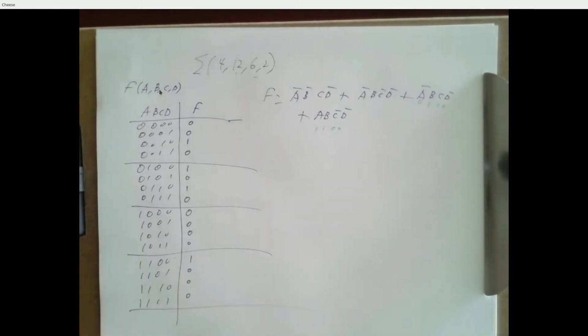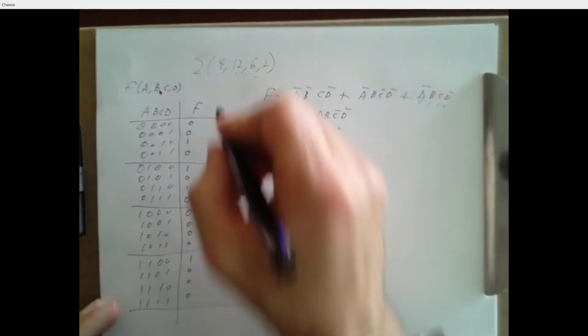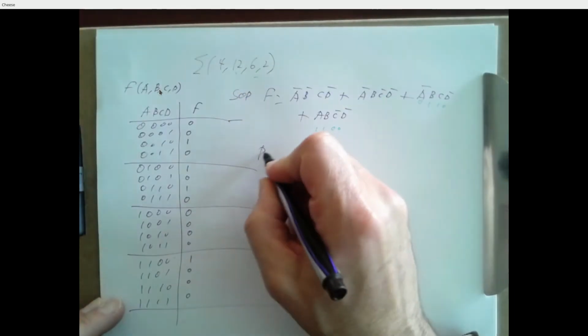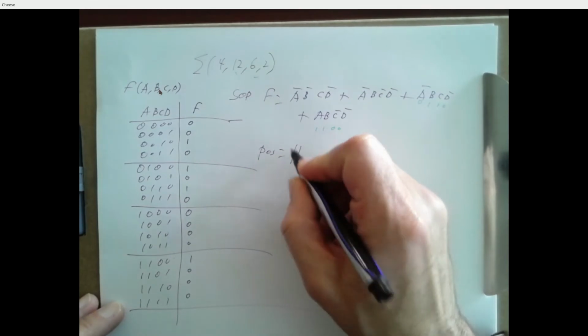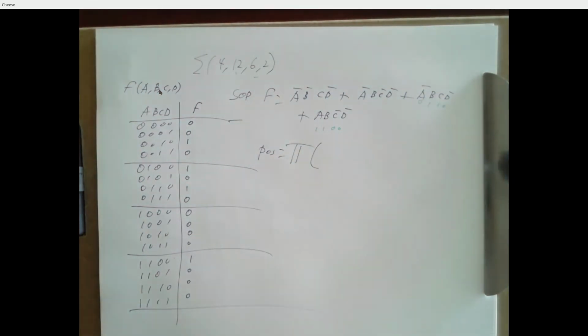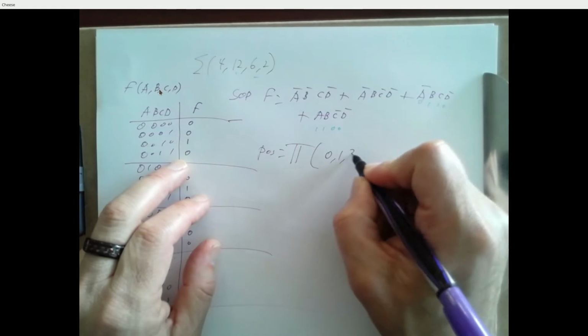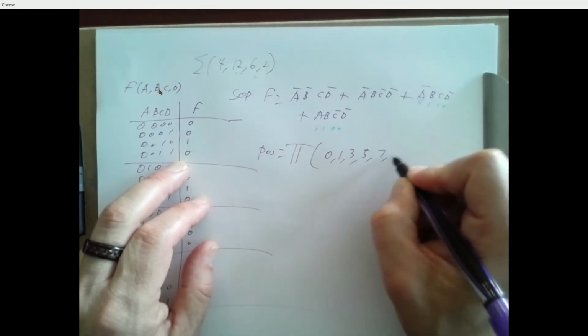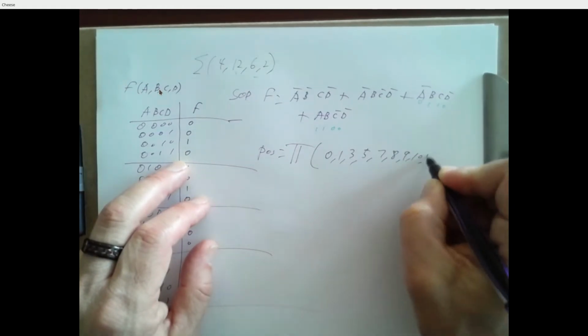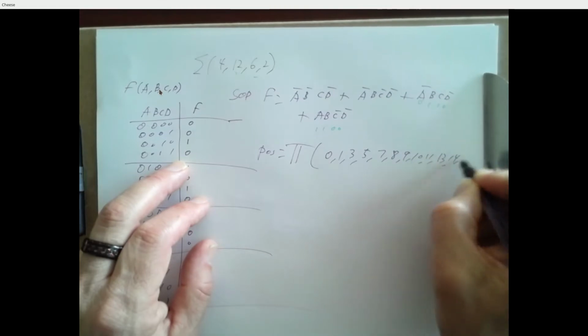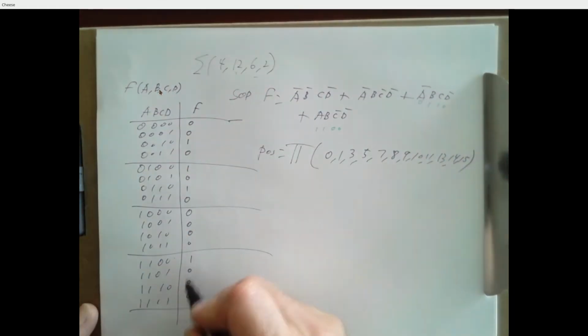Okay, for maxterms, for a product of sums, so this is sum of products. Product of sums is going to be the product of all the rows where the output is 0. Remember, we work with the zeros. So it's actually the product of maxterms 0, 1, 3, 5, 7, 8, 9, 10, 11, 13, 14, and 15. All of those 0 terms.